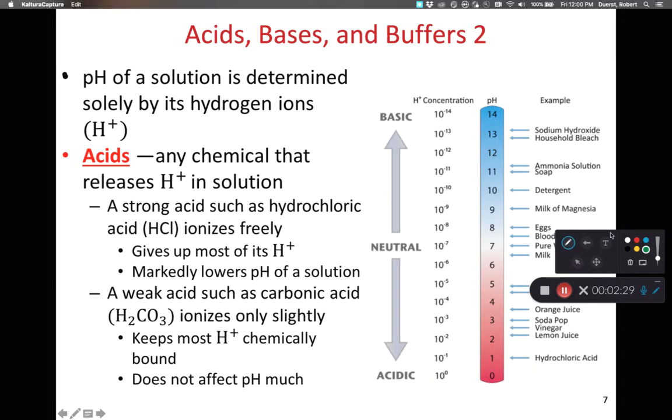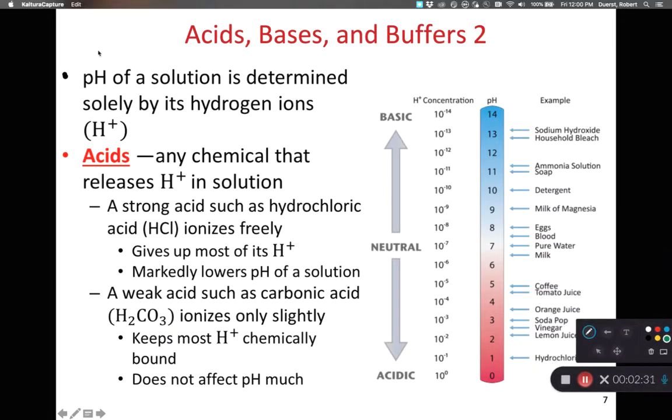Now, as we look at the pH of a solution, a really kind of oversimplification is to say that P stands for power, H stands for hydrogen. It's the power of hydrogen ions. And I know it's different. It's the negative log base 10 of the hydronium ion concentration, but this is not a chemistry class. So we're just going to say the power of hydrogen ions.